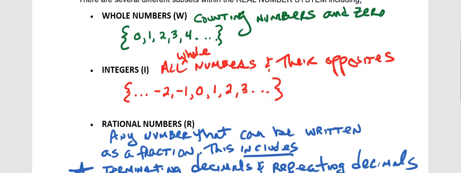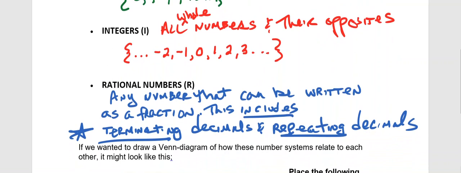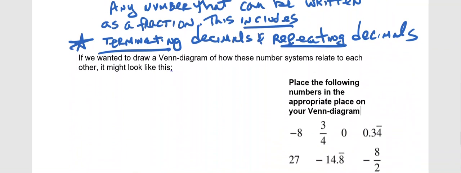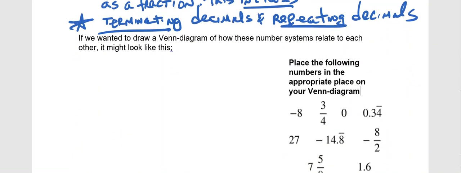Okay, so rational numbers are any number that can be written as a fraction that will always include integers and whole numbers. And if it's not a fraction already, if it's a decimal, it's those decimals that terminate or repeat. Okay, the last thing we're going to quickly do is we're going to kind of put this in visual form. So we're going to draw a Venn diagram. And that Venn diagram is going to have three circles.